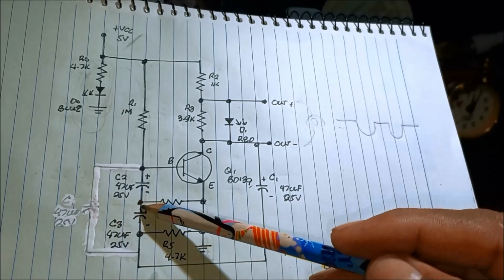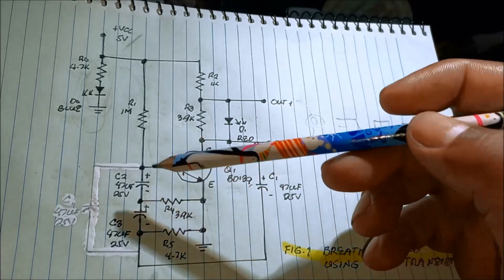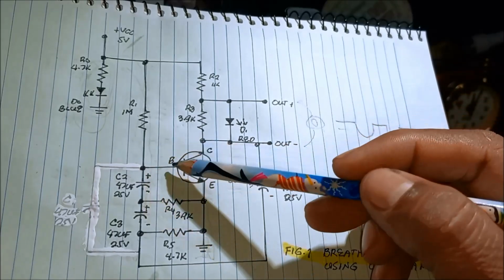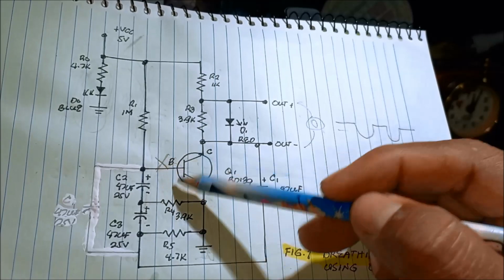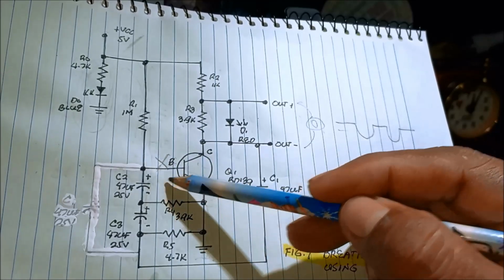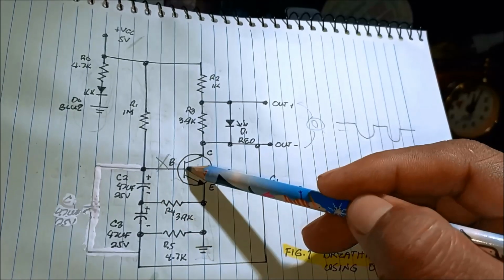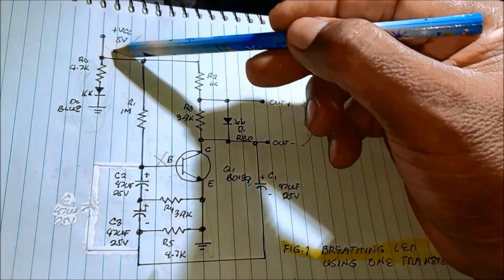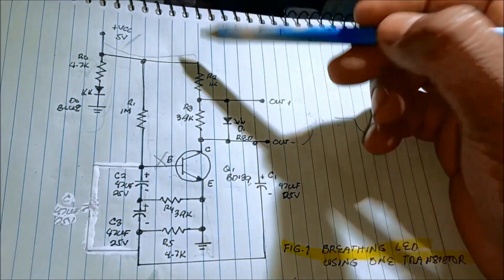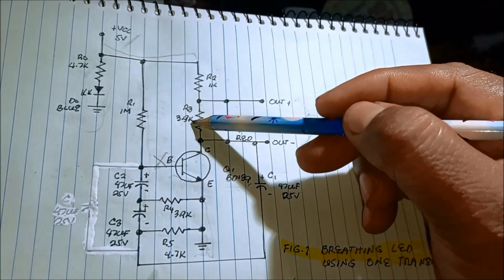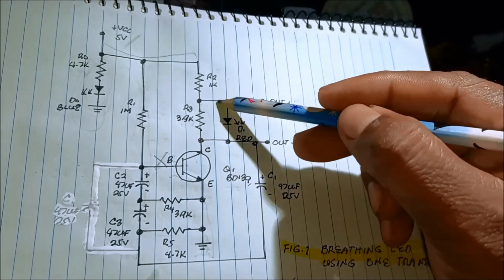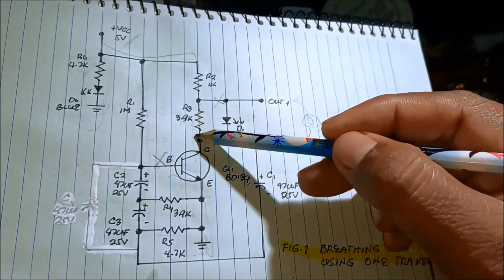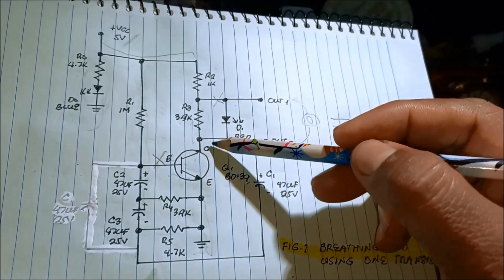4.7K, charging this capacitor. Since the capacitor is charging, it will bypass the base, so there is no base current into the transistor. That's why it is open, and therefore current flows into the output side of the transistor, R2 1K, 3.9K, bypassing this diode, and then to the collector.